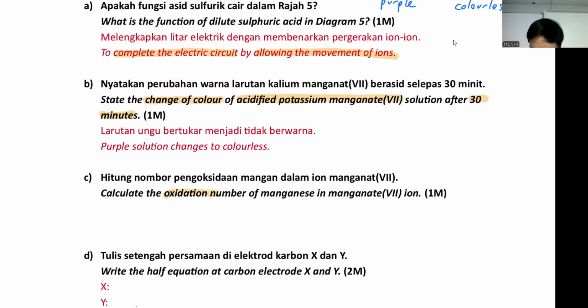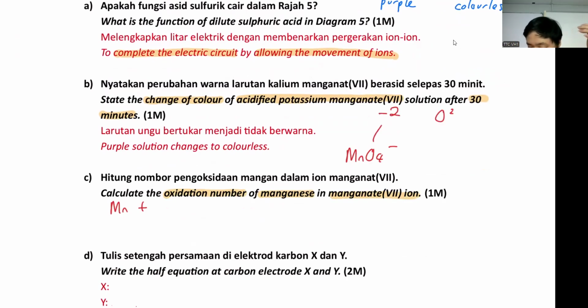Oxidation number of Mn in manganate 7 ion. This is MnO4 negative charge. So let's say you don't know what is Mn. What is the oxidation number of Mn? So Mn, but you know O is negative 2. You already know, okay? Oxide, right?